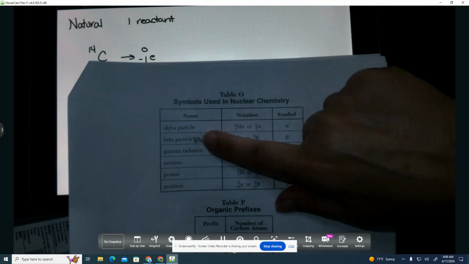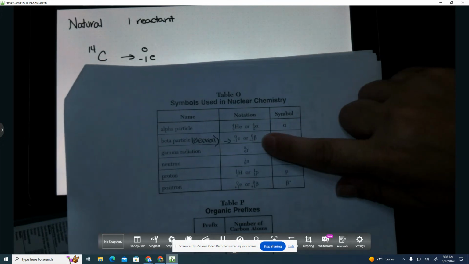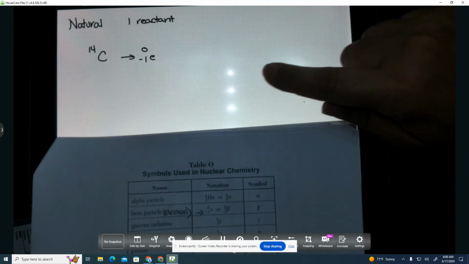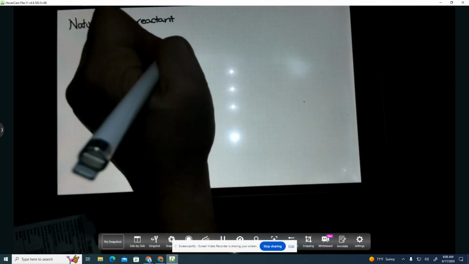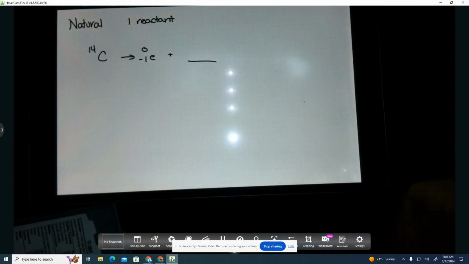What does a beta particle look like? You're going to find that on table O. Right there, beta particle. It looks like this, 0 over negative 1 e, which is what I wrote there. Second word. And now I can figure out what goes here.